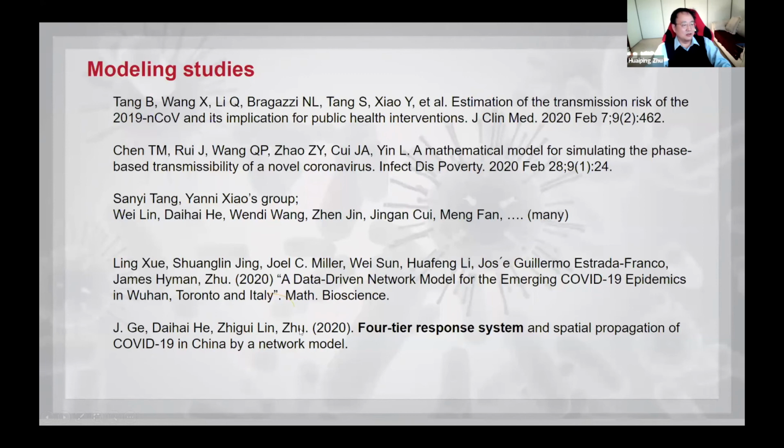Just to mention one paper considering spatial transmission, like we mentioned, the fourth. This paper is by Zhigui's group and Dehai. We considered a four-tier response system, similar to Ontario, where we have different stages. In other words, we already have a great many publications and modeling studies about the transmission of COVID in Wuhan.